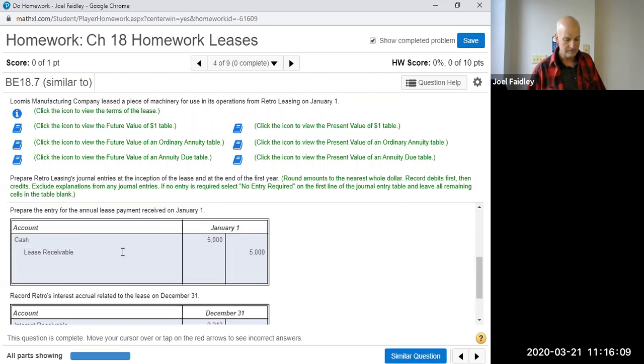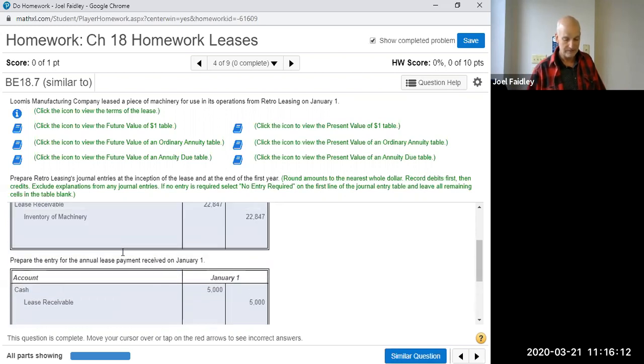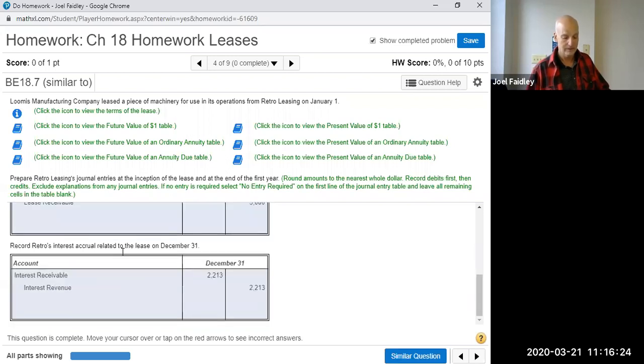Interest receivable, again, it's going to be 22,847 times that market rate, that implicit rate. That will give you your interest revenue, not interest expense. Remember, I'm the one leasing the equipment. So there's my interest receivable and interest revenue as of December 31, because we're accrual basis of accounting. You're going to turn around and credit interest receivable on January 1 and debit cash when you're paid, or whenever that happens in January. It may not be January 1, but shortly thereafter. All right, that's a good exercise.